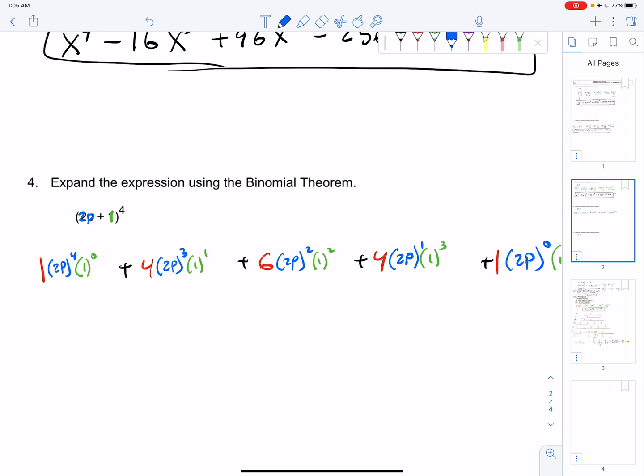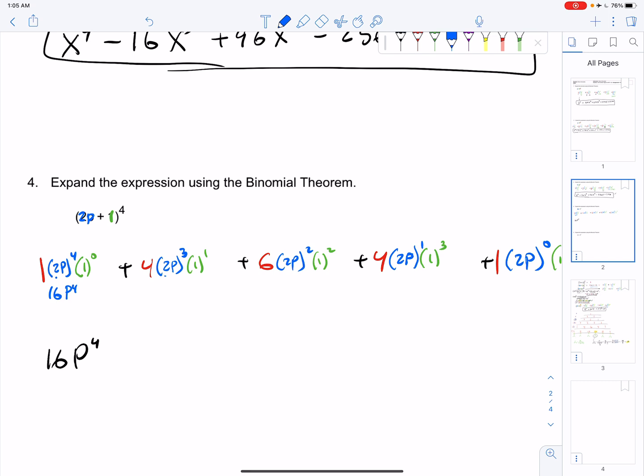This first blue, okay, we've got 2 to the 4th power, right? You can see it right here, 2 to the 4th power, well, that's 16, right? And then you have p to the 4th power, that's p to the 4th. And it gets multiplied by 1 times 1. So this is just 16p to the 4th power. Now let's do the next one.